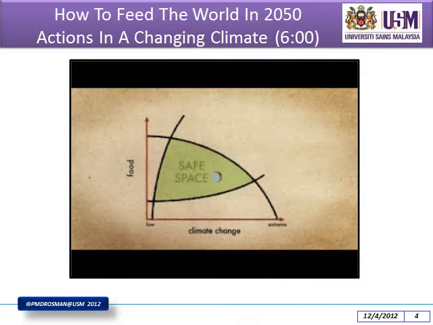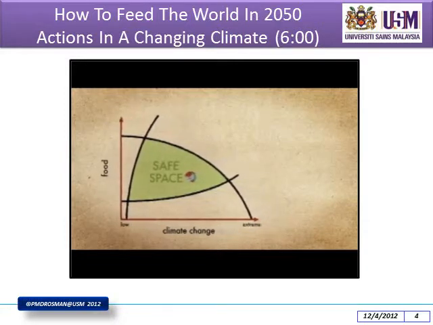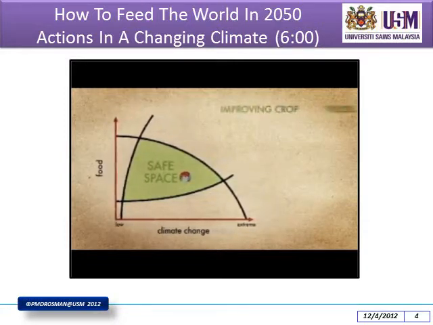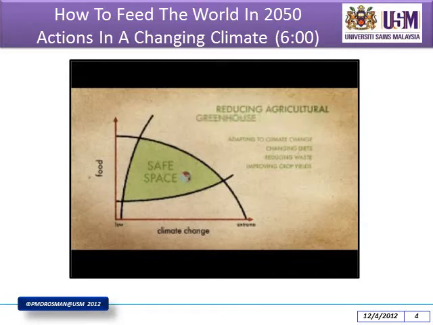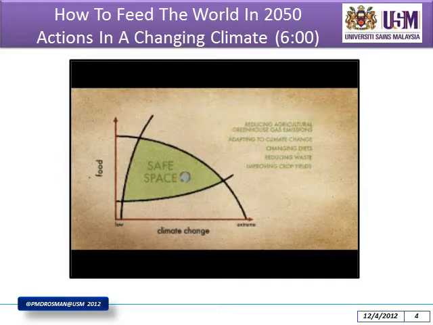Our most powerful actions for meeting food security needs while reducing environmental impacts include improving crop yields, reducing waste, changing diets, adapting to climate change, and reducing agricultural greenhouse gas emissions. We can achieve food security in the face of climate change.